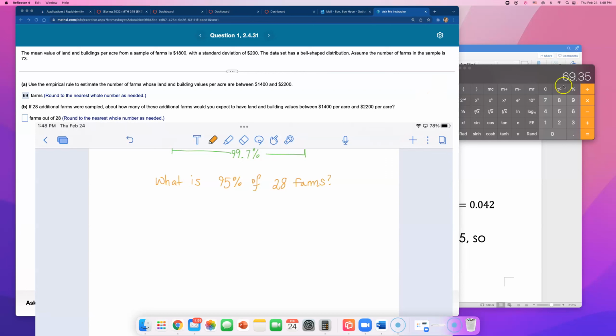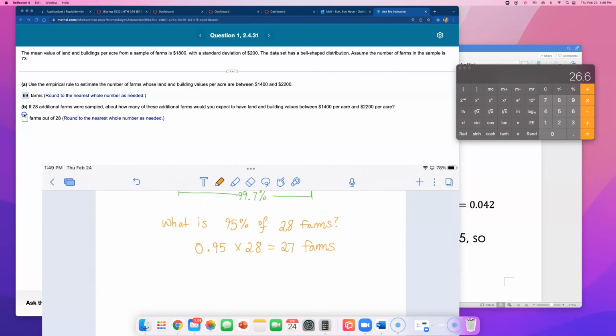Yeah, I don't know if I'm thinking this is too easy, but all I'm gonna do is 0.95 times 28. Sometimes you're doing a math problem and it seems too easy, but then you wonder, am I doing it right? Let's see. When I did the multiplication, I got 26.6. So I'll go ahead and round that up to approximately 27 farms. So about 95% of these newly added farms will be in between that. So I'll say 27 of those, almost all the farms.